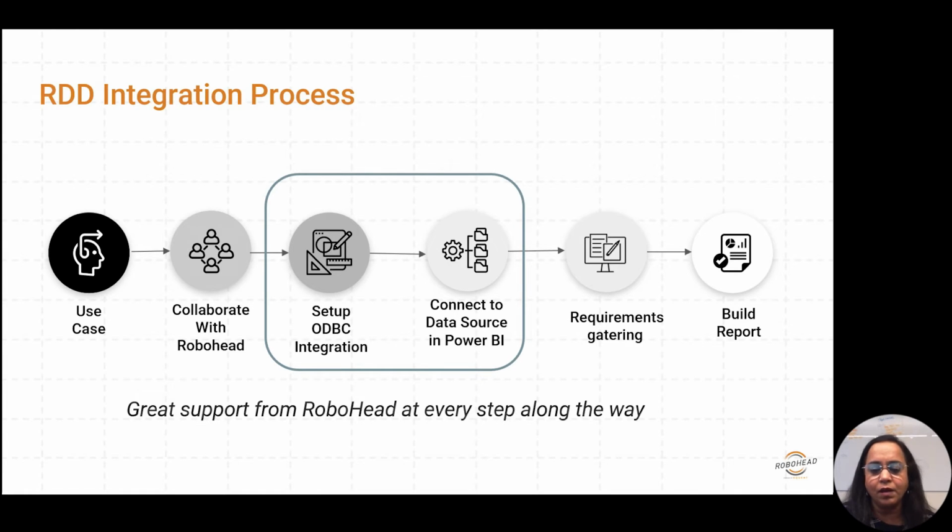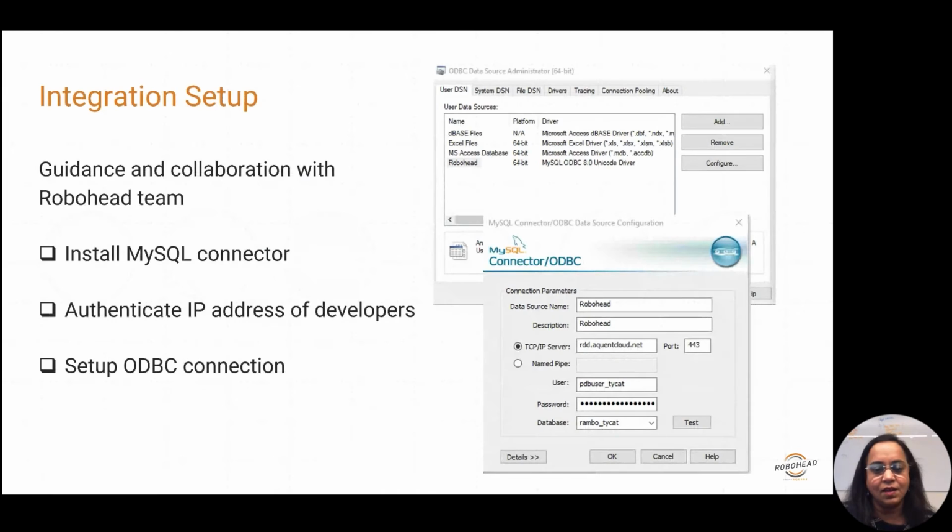Essentially, there are two main steps for RoboHead Data Direct setup. The first is to set up an ODBC connection to the source data, and the second is to connect to that data source through a tool like Power BI. So this slide here is a representation of our setup at Tyler.